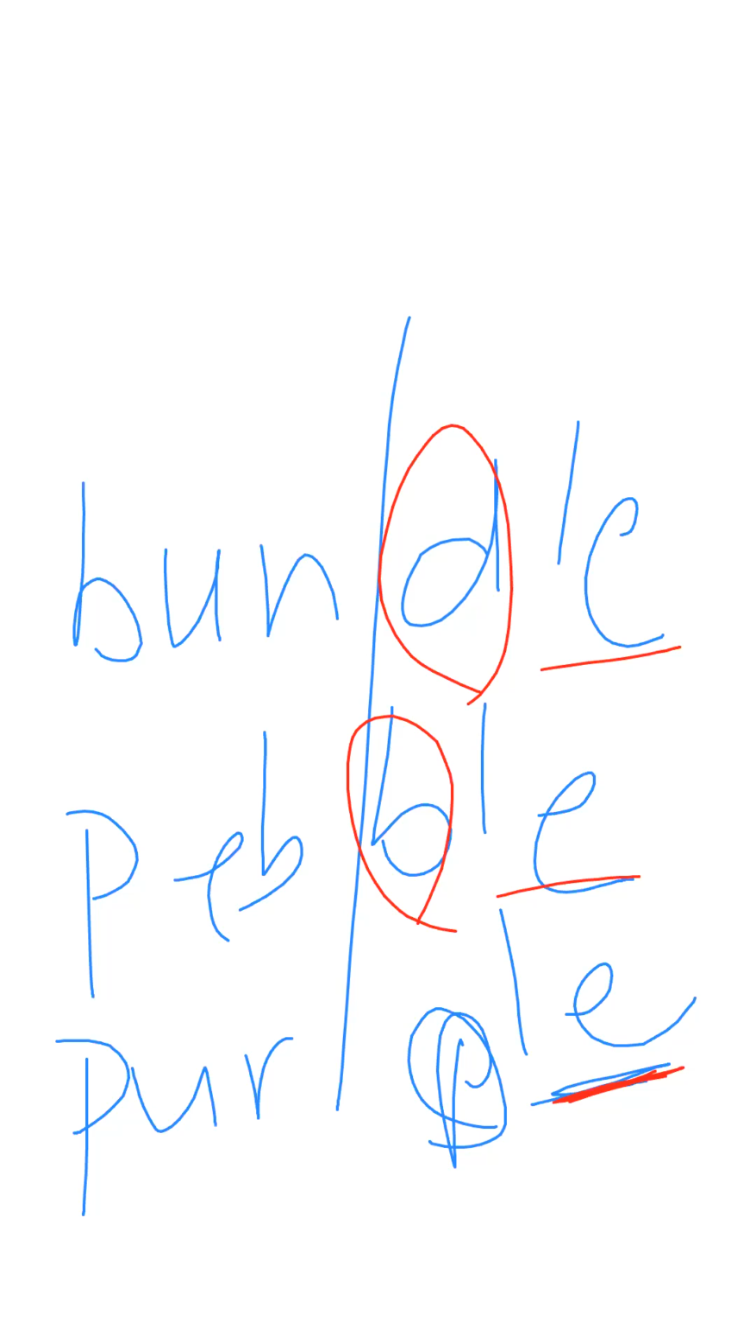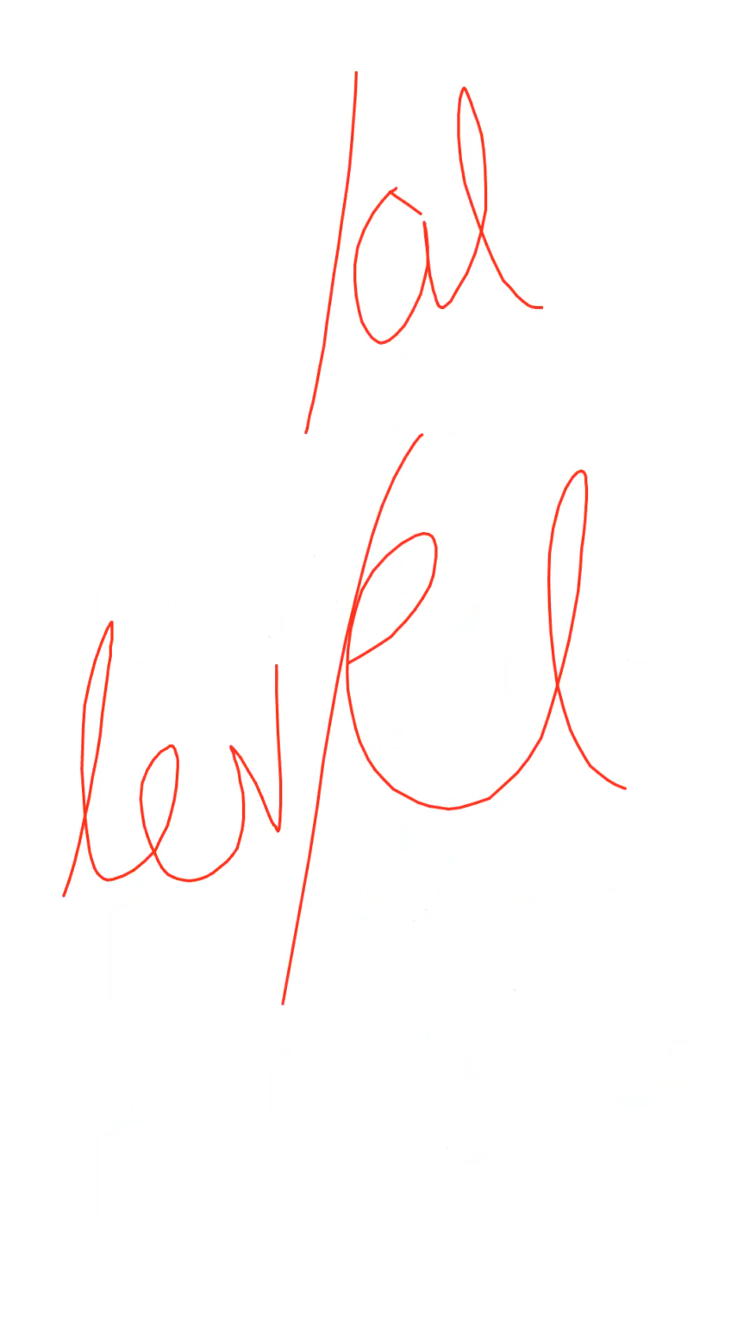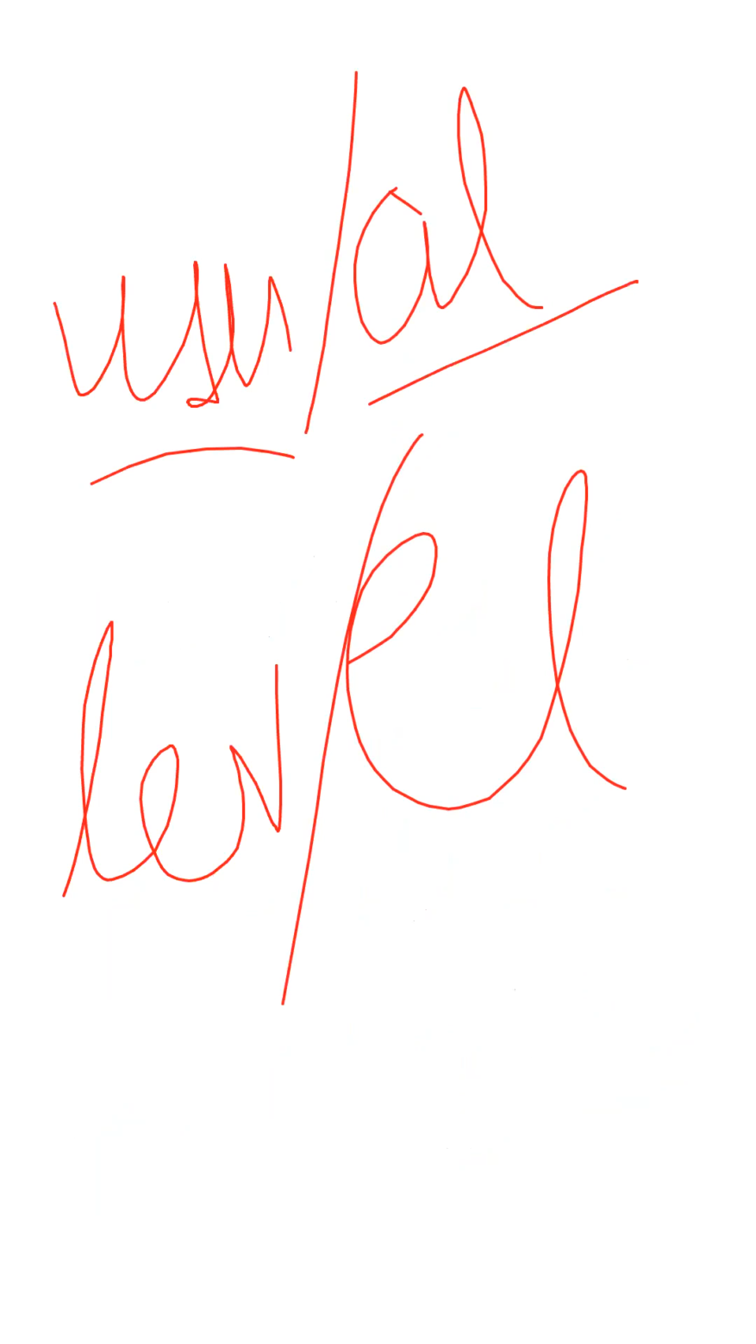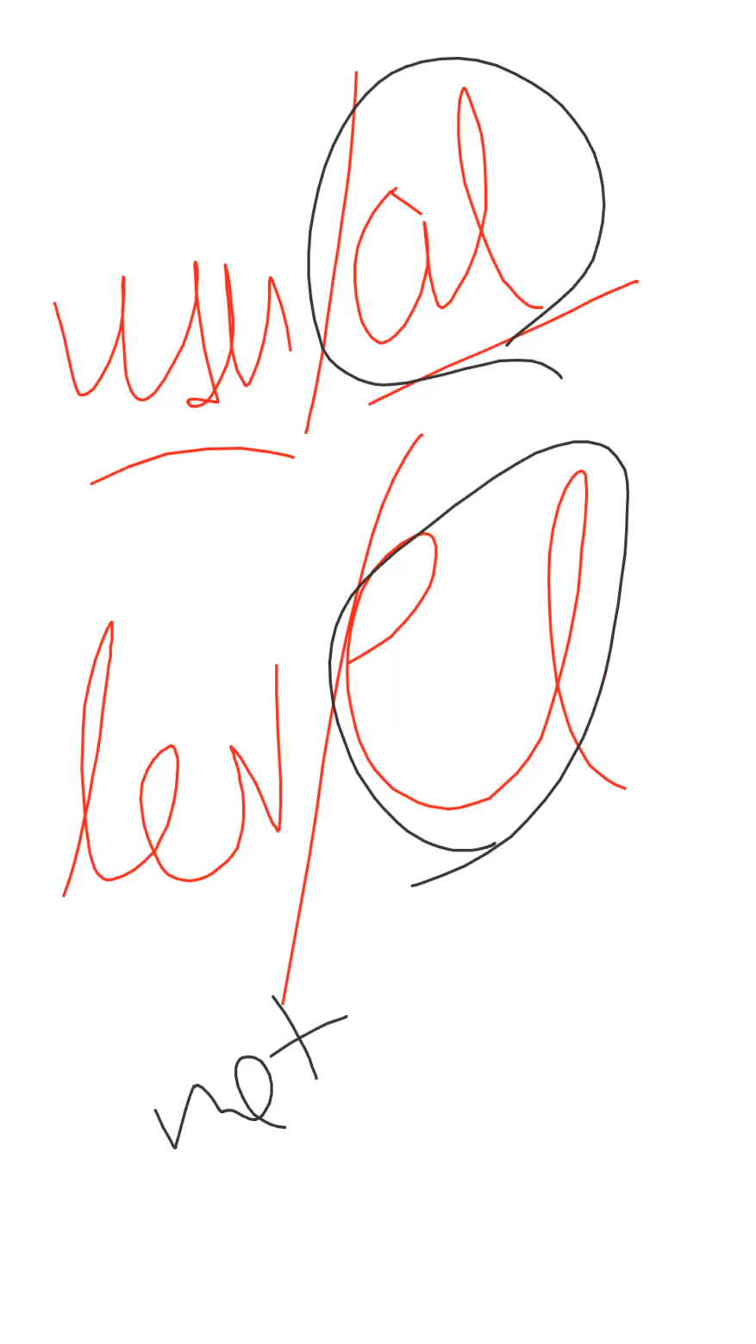Coming to the next rule. Rule number 17. When a word or syllable ends in AL or EL, they are kept separate, like level, usual. So if it is AL or EL, they will not take the consonant.